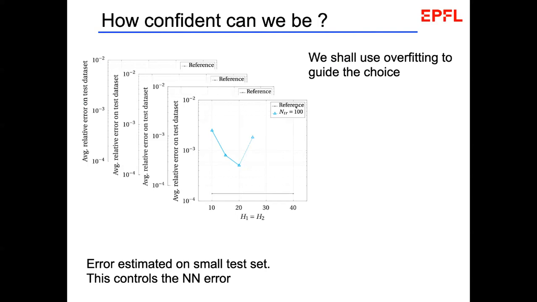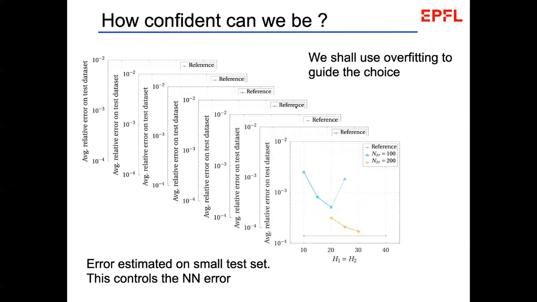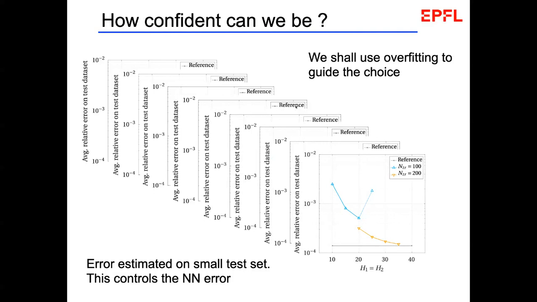So we go to 200 training points. You see exactly the same trend. It goes down. Now we get down to the black line, which is the best we can hope for in this particular test. And eventually, also here, it goes up.